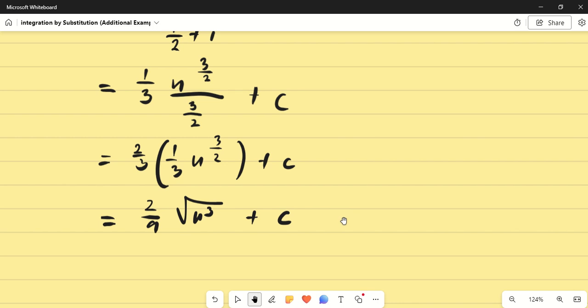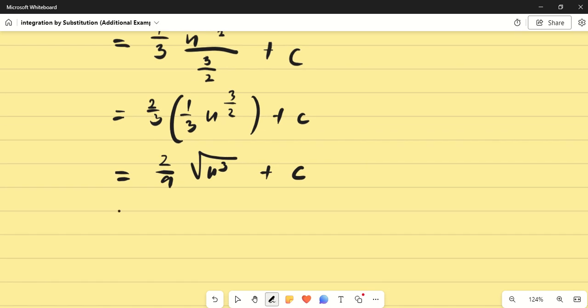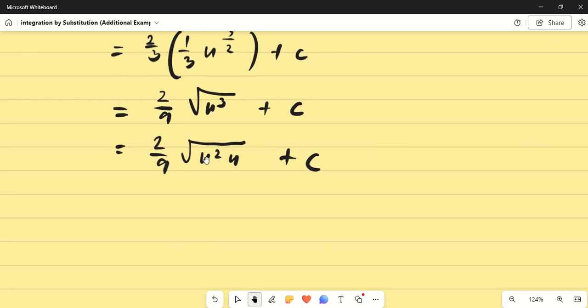So there's a need for us to simplify it further. You'll be having 2 over 9 times square root of u raised to the 2nd power, we factor out u raised to the 3rd power, times u plus the arbitrary constant c. And again, you can extract the square root of u raised to the 2nd power. So we simplify our answer. You'll be having 2 over 9 times u, then of course, your square root of u plus the arbitrary constant c. Square root of u squared is equal to your u.